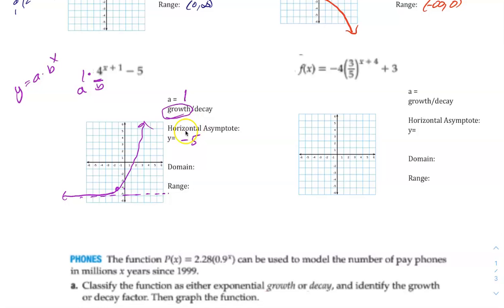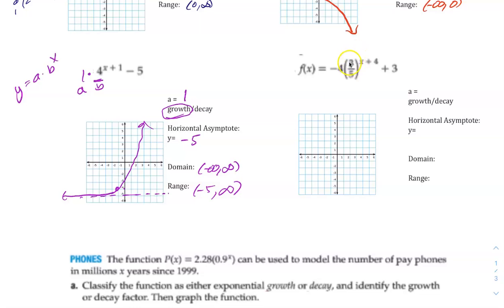If you want a nice answer, you can make a table. My domain, negative infinity, positive infinity, like all of them. My range, the lowest I see is -5, the horizontal asymptote, and then it goes all the way up to infinity. So there we go. Next one, another flip.